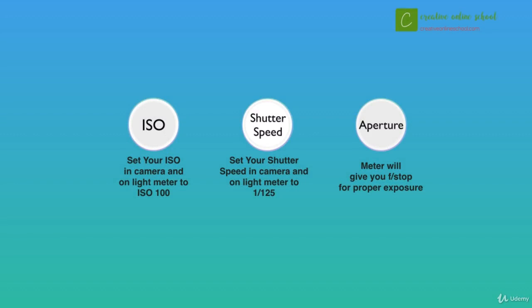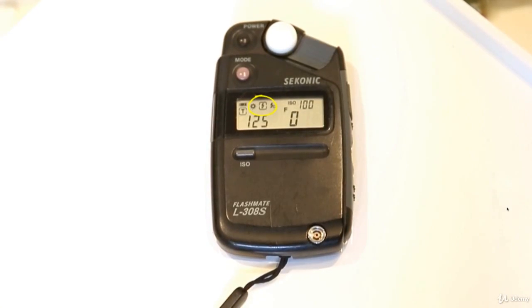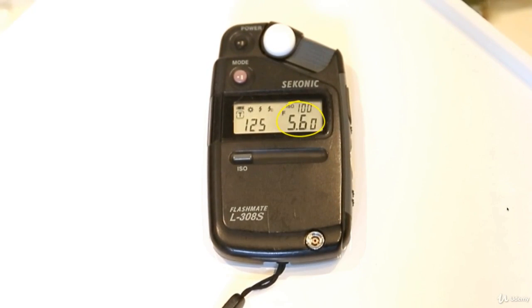Once you've set up your scene in a studio setting, you will use the light meter in much the same way as before. You'll set your ISO in camera and on your light meter to ISO 100. You'll also set your shutter speed in your camera and on your light meter to 125th of a second. You'll hold your meter in front of your subject with the dome facing the camera. You're going to press the measure button. It'll blink waiting for the flashes to trigger, and then you'll trigger your flash. And you'll see here it gives us a reading of f5.6. The meter instantly reads out the correct aperture for the scene you have set up.